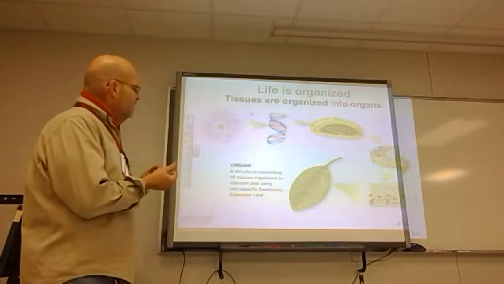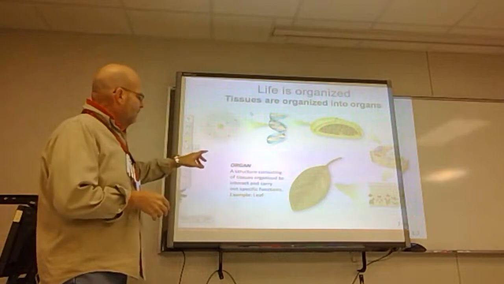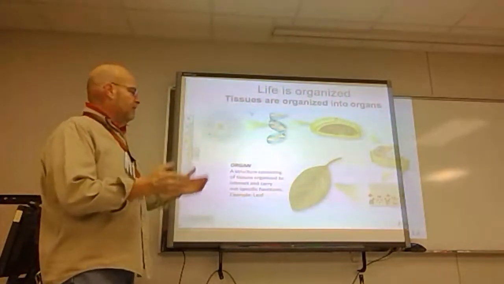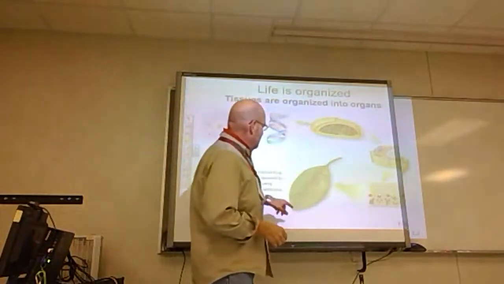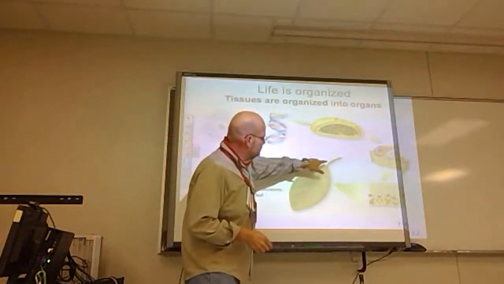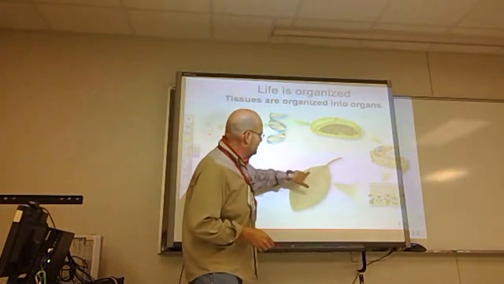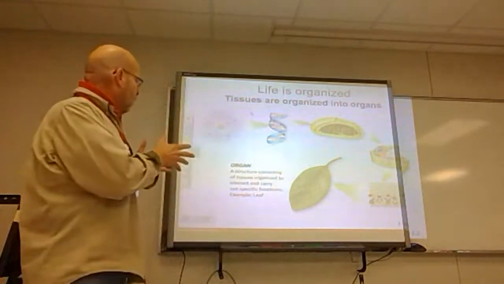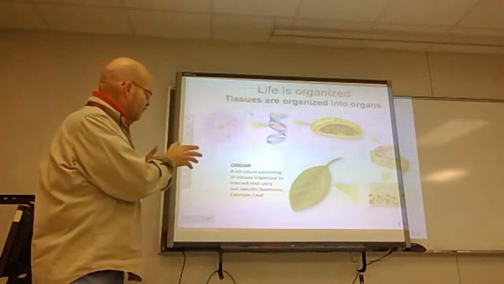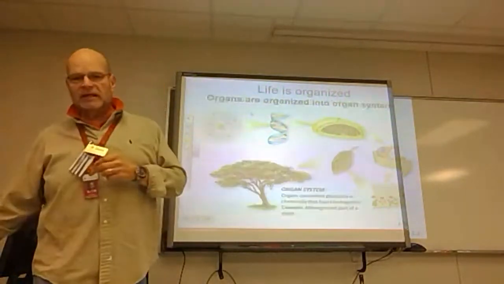We put a bunch of tissues together and we make an organ. This organ just happens to be a leaf. What you've got here is this, which is the tissue, and then you've got all these other structures. You've got this thing called the petiole, and this thing called the blade, and you've got this thing called veins. All things holding it together to make that one organ, or the structure that has some function. And this one just so happens to be a leaf.